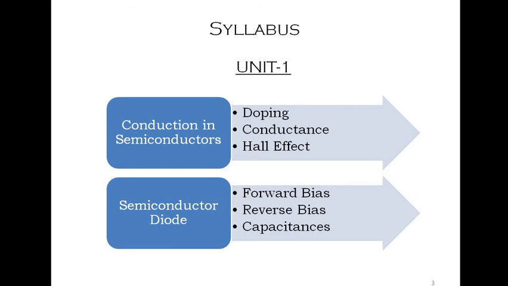Right. Coming to the second part, in the second part we talk about the simple diode, how to forward bias a diode, how electrons and holes flow in a diode, reverse bias, and capacitance offered by that particular diode. This is all about unit 1. In unit 1 we have divided into two parts. First one is basics of semiconductor, second one is a diode.